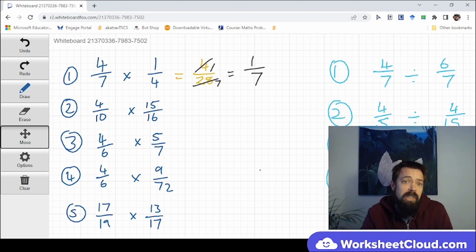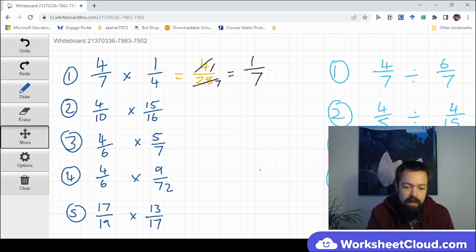So before we actually get to top times top, bottom times bottom, we need to check a couple of things. 2 things, actually. We need to check if either of the fractions can simplify, and we need to check if we can cross-cancel, which is kind of just like simplifying at an angle, really, along the lines of the X. So if I look at the first fraction, I've got 4/7. That is a simplified fraction. I can't do anything there.